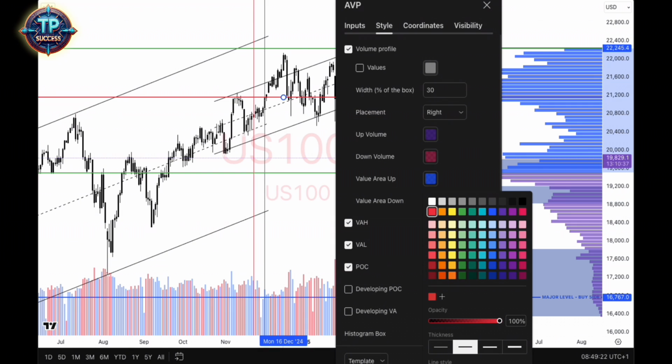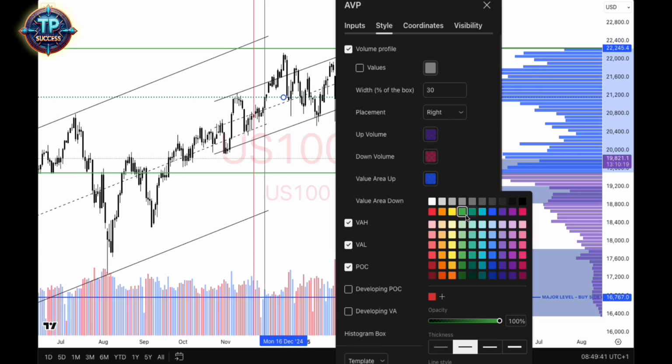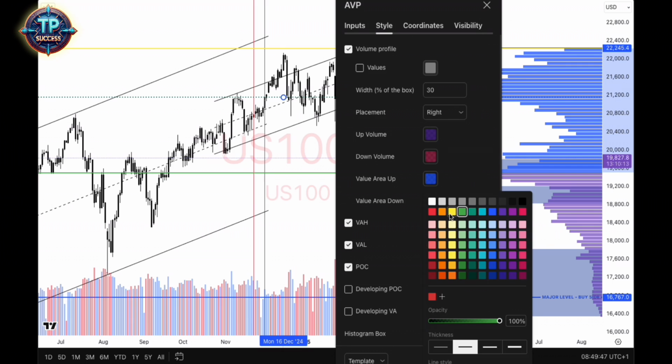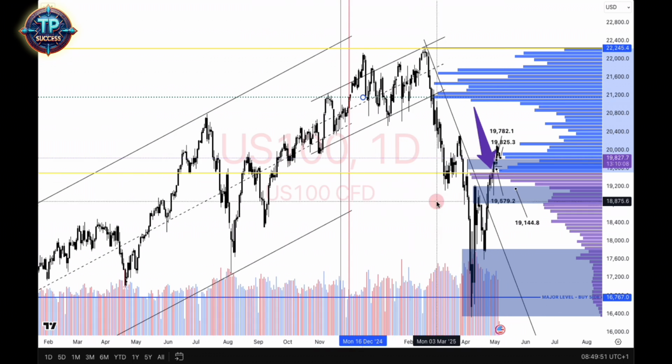So I want to make this dotted, and I want to make this green. I was struggling to see the point of control and the high value area, just because of the color that I've had it set to.